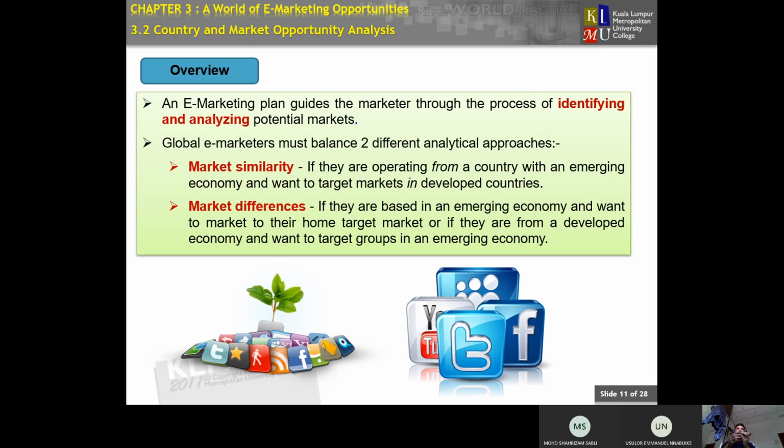Market differences is when you have a different product, a product that doesn't exist inside a developed country.